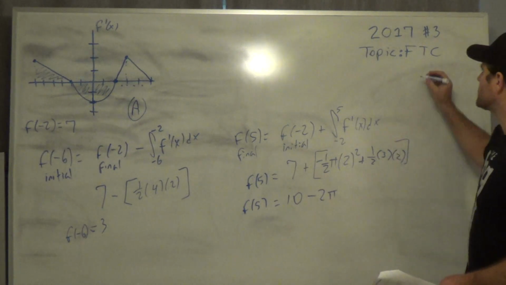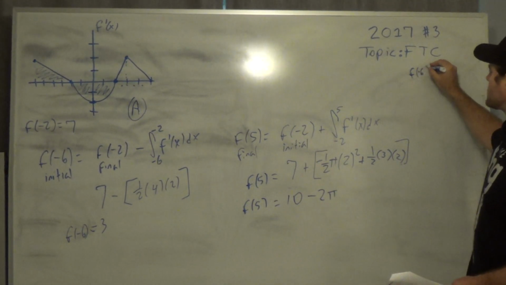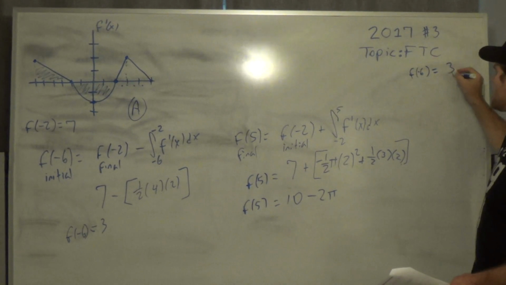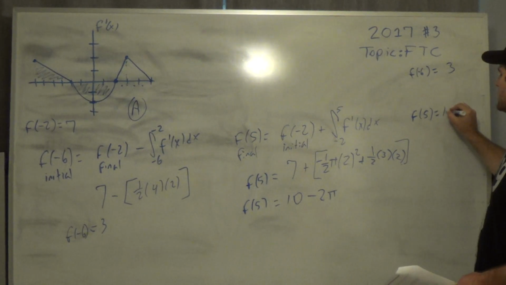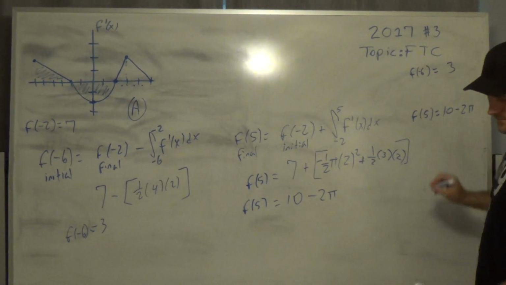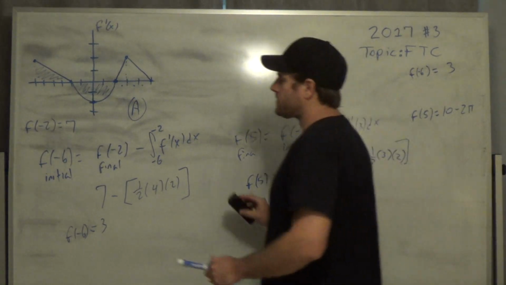And I'm going to write these two off to the side because we're going to need them later on. f of -6 is 3, and f of 5 is 10 minus 2 pi. All right, that's a lot of work, but that's all of part A. Okay.